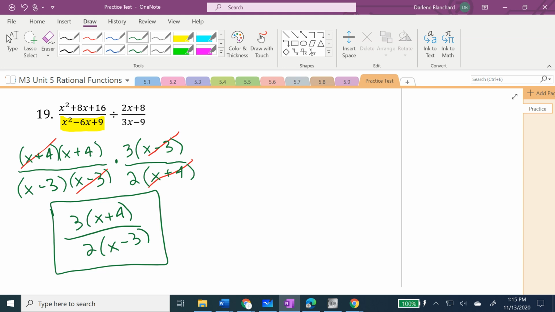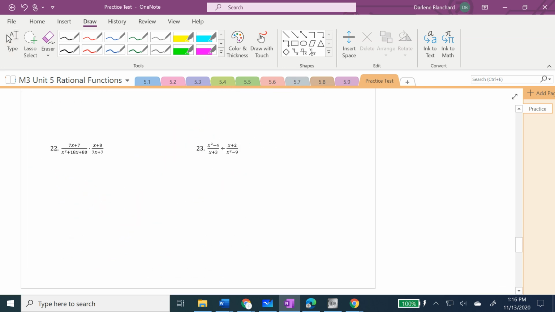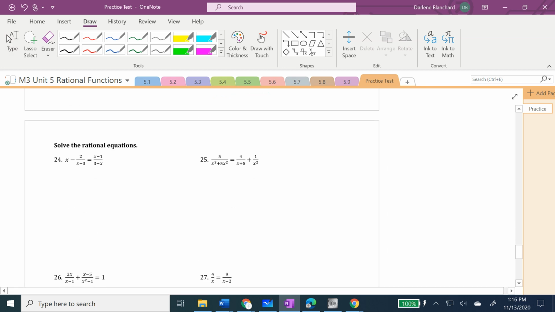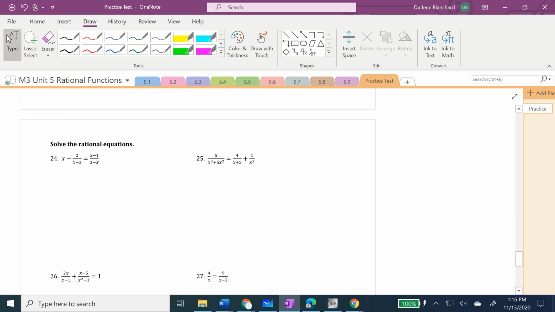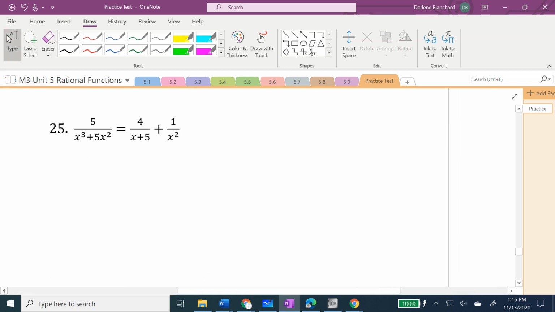Now, that's reminding you of how to deal with multiplication division. It's the fun one where you get to go die to all the factors, but they must be factors. Okay, now I'm going to do one of the solving problems. And I'll do number 25 with you.